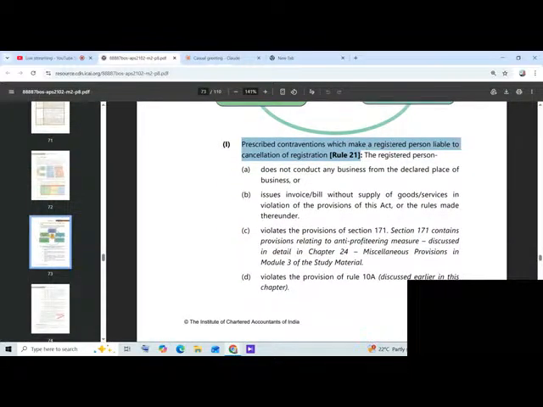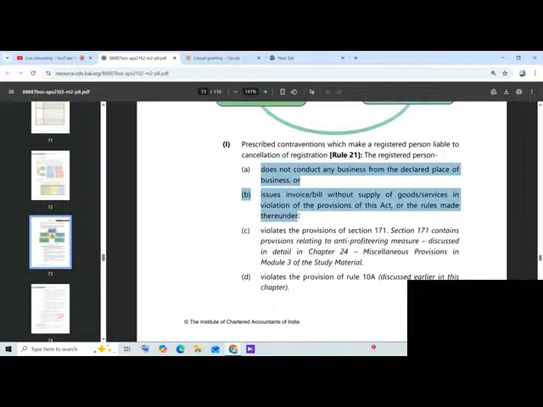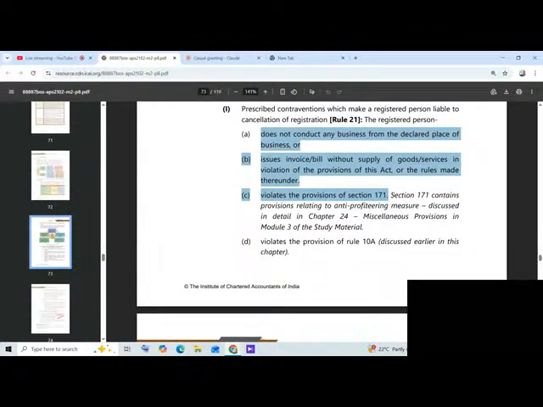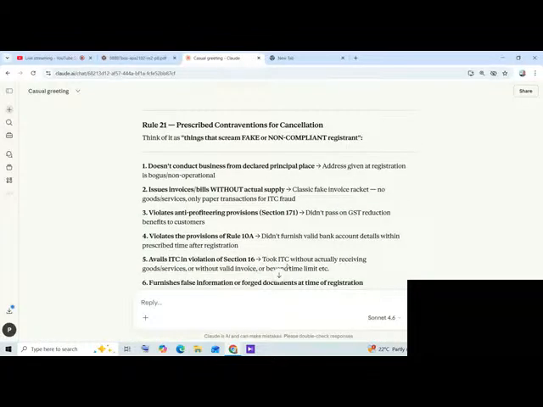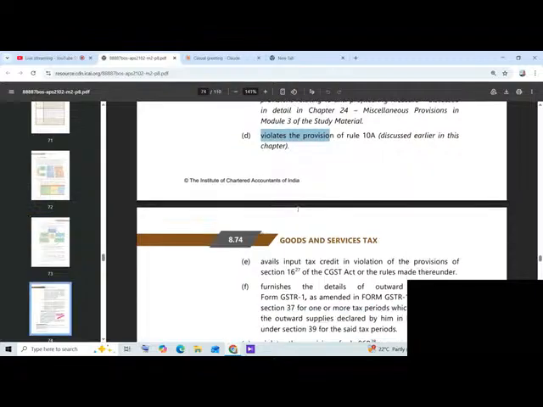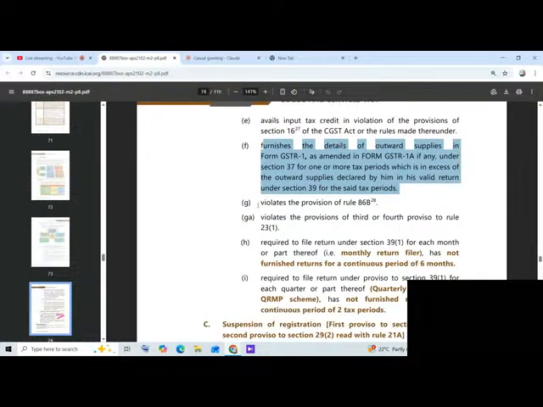Prescribed contraventions will make a registered person liable to cancellation: does not conduct any business from the declared place of business, issues an invoice or bill without supply of goods or services in violation of the provisions of this Act, violates the provisions of Section 171 anti-profiteering measure, that is, not passing on GST reduction benefit to customers, violates the provisions of Rule 10A, which is not furnishing valid bank account details within the prescribed time after registration, avails input tax credit in violation of provisions, furnishes details of outward supplies in GSTR-1 as amended in 1A, if any, for one or more tax periods which is in excess of the outward supplies declared by him in his valid return under Section 39 for the said tax periods. Violates the provision of Rule 86B.